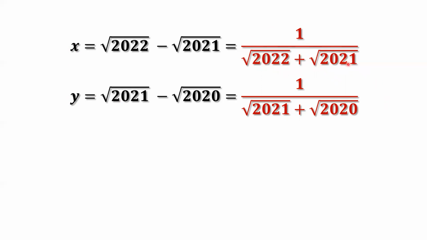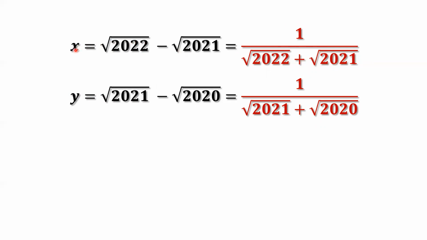We have square root of 2021 in both, so they are equal. Now look at the rest of the two numbers. For x, square root of 2022 is bigger than square root of 2020 for y. So we can easily see that the denominator for x is bigger. When the denominator is bigger, the whole number is smaller. So that means x is smaller.